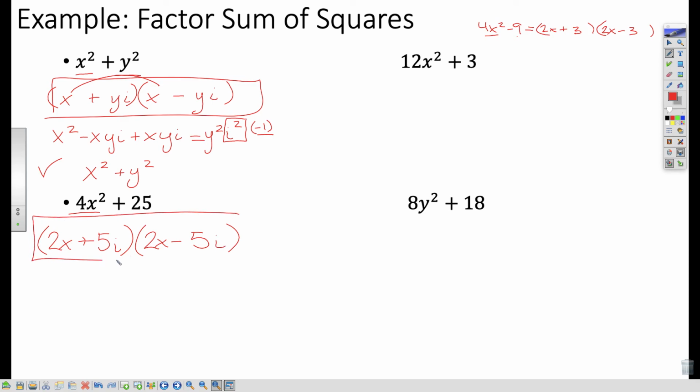Let's check it. Well, you FOIL. 2x times 2x is 4x squared. Then 2x times 5i, so negative 10xi. Next, put 2x plus 5i, and then 5i times 5i.